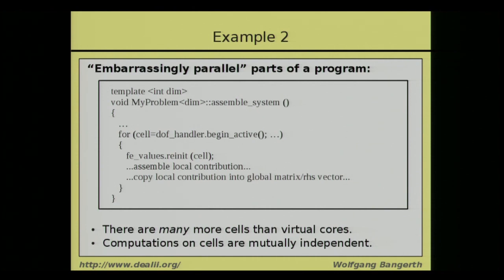Embarrassingly parallel essentially means that we have much more potential for parallelism than we have cores. So for assemble system, you remember that, of course, the main part of assemble system always looked like this.